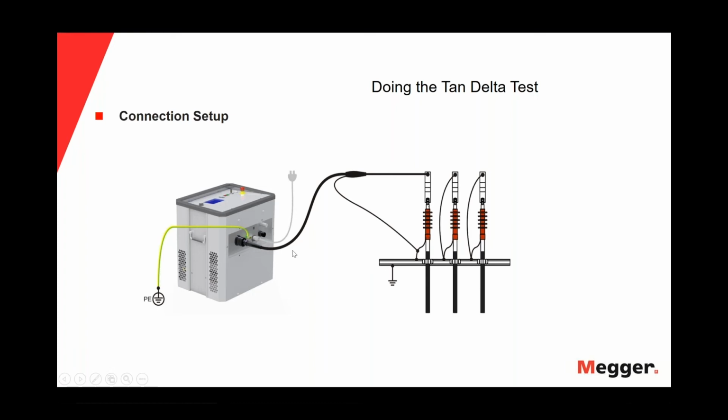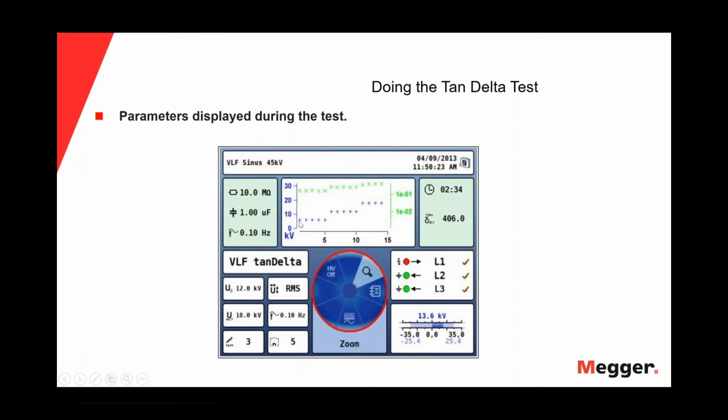And if we see the display of the unit, we will see the most important parameters during the test. We are seeing in this case the three step voltages, and the tan delta associated for each voltage step. We can see also the measure of the resistance of the insulation. We can see the capacitance of the cable, of course, the frequency, etc.